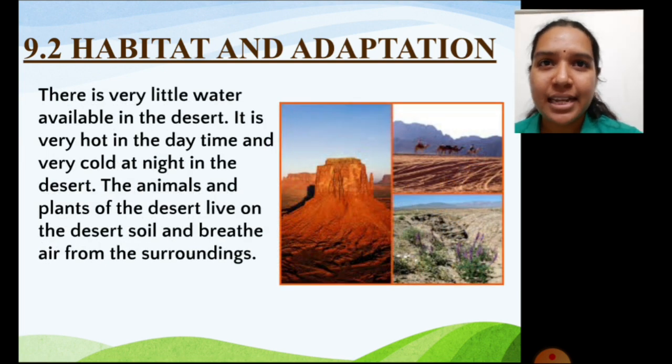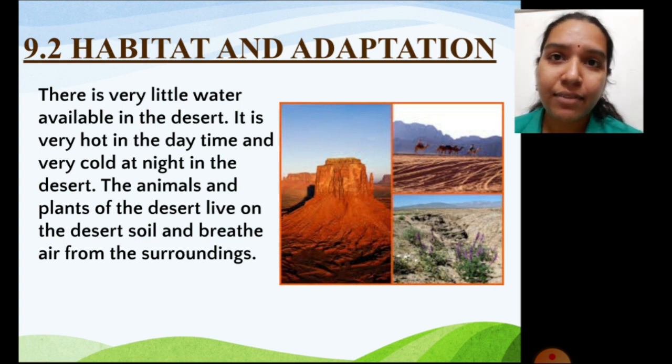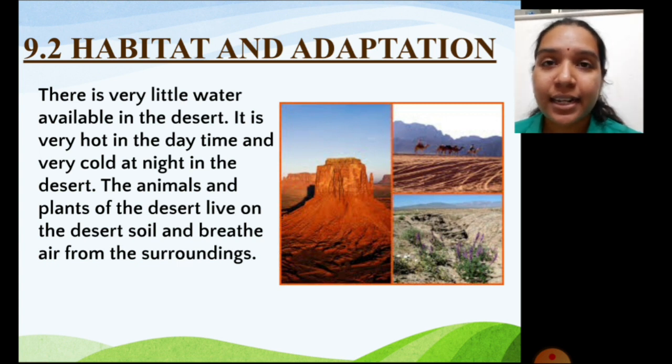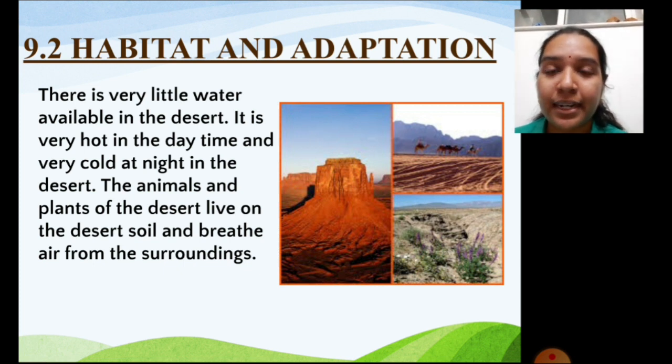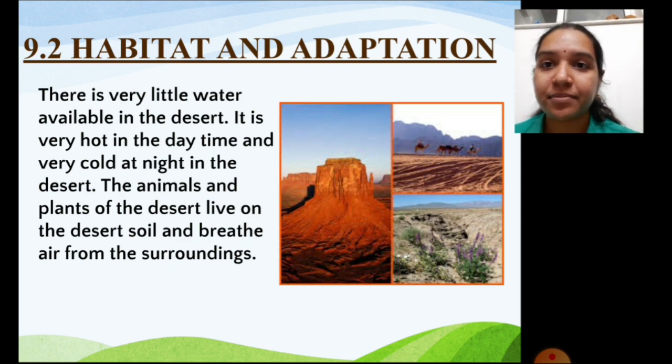And from the list, if we consider the desert region, the availability of water is very less there. The climatic or weather conditions at daytime are very hot and at nights it is very cold. All the animals and plants that grow or live there depend on meager water available in that region.